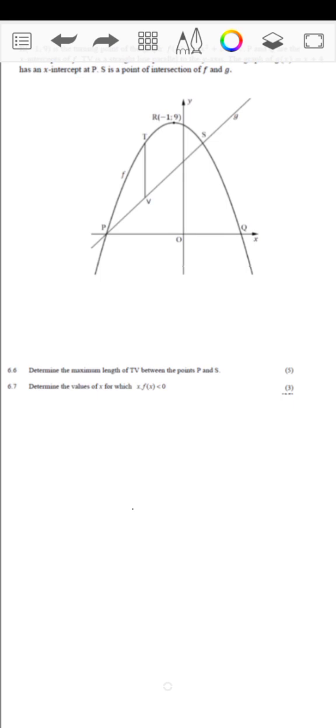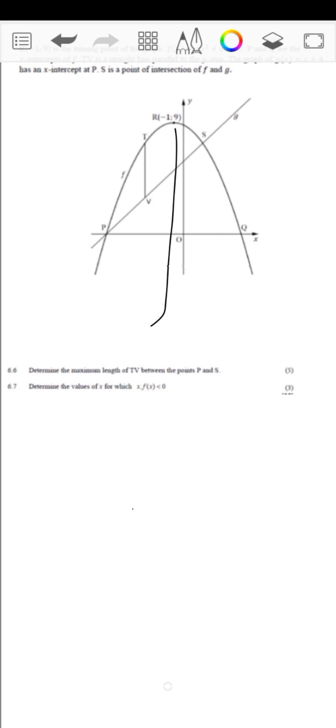So x, they're talking about the x values on the x-axis, and f of x, they're talking about the y values for which the graph f of x exists. The y values for which this graph f of x exists are from this point, the turning point, going downwards. So that's 9 going downwards, 9 going to infinity.